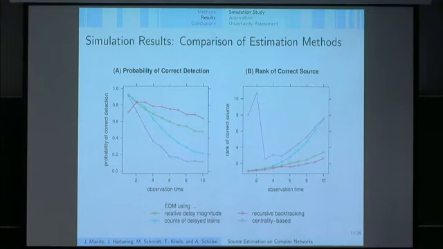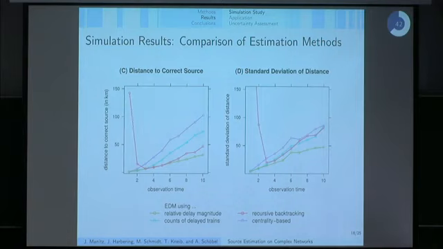Looking at the rank of correct detection, we have the observation time on the x-axis and the rank of correct detection on the y-axis. We can see that the centrality method has a large variation, specifically in the beginning. The other methods are doing kind of the same relative to each other. I have to explain that rank of correct detection essentially means which rank the correct source will be ranked. That was a weird sentence, I'm sorry for that. A rank of 1 is a correct detection, and this would go into the probability.